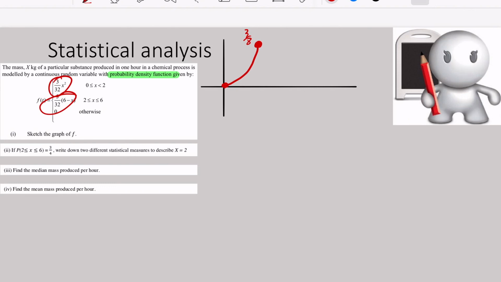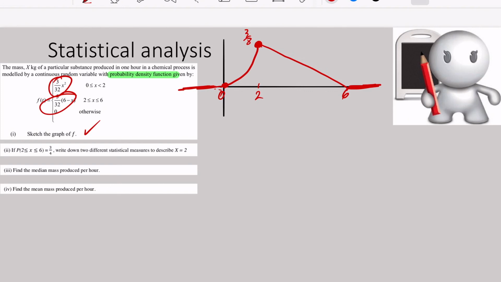And that's nice because what we now have is, so this is at 2 and this is at 6, and obviously this is 0. So this is the sketch of my probability density function. Now it says otherwise it's 0, so you also need to indicate that over here. Okay, now that's a perfect sketch of your density function. Okay, so done.